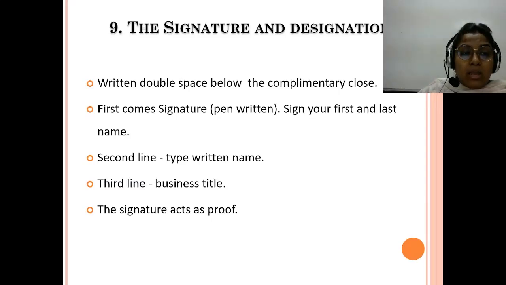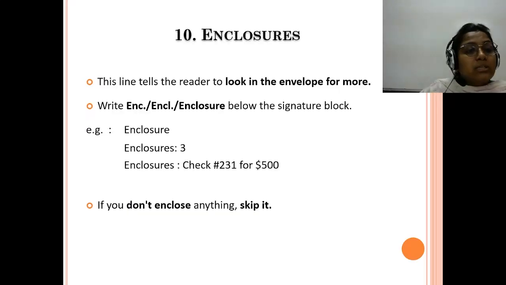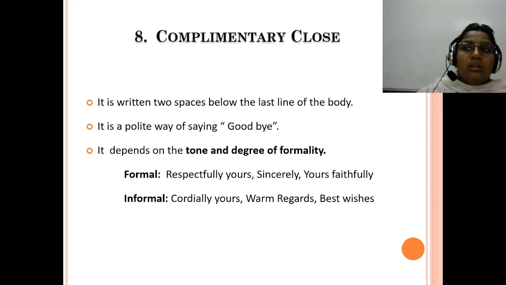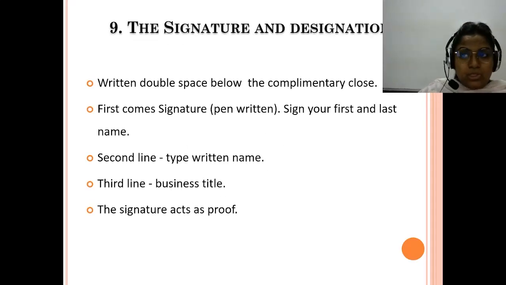Always write your full name and title below the signature. Next comes the business title. Check out how to bring your professional handwritten signature over to emails and digital documents with an electronic signature.